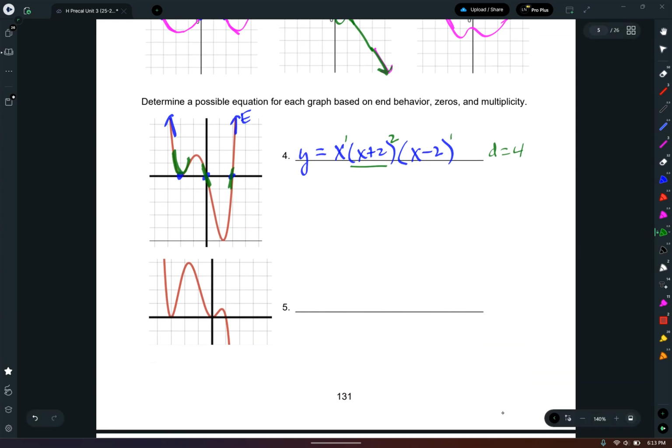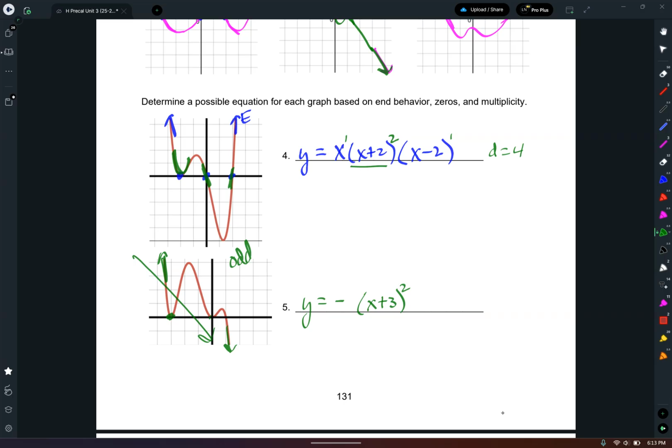Now on this one, my end behavior is opposite directions. So I know it has to be odd. But because the overall is a decrease, I know it's going to be a negative leading coefficient. Okay, so now let's look at the zeros. I have a 0 right here at -3, so I need an x plus 3. And because it bounces at that point, it has to have an even exponent.